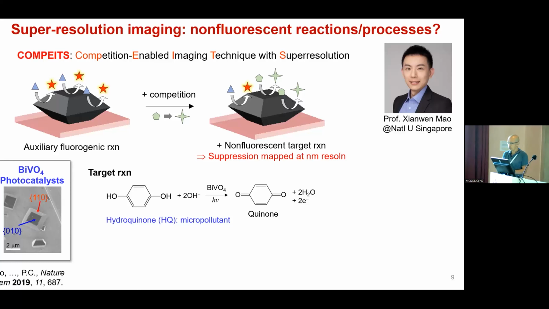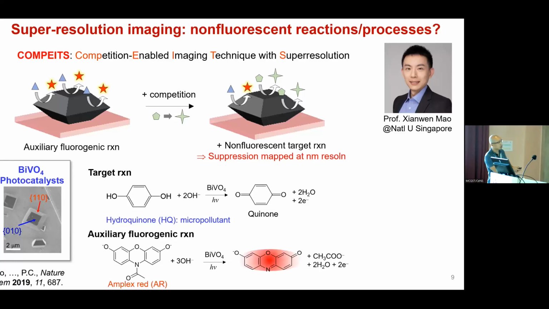Now, the target reaction we decided to look at first is the oxidation of hydroquinone to quinone. Hydroquinone and quinone are not fluorescent in the visible range, okay? They are fluorescent in the very UV range, but not in the visible range. And then the fluorogenic reaction, which is essentially a probe reaction, could be any, and we just decided to use this particular one by detecting the fluorescent signal of this particular reaction product.